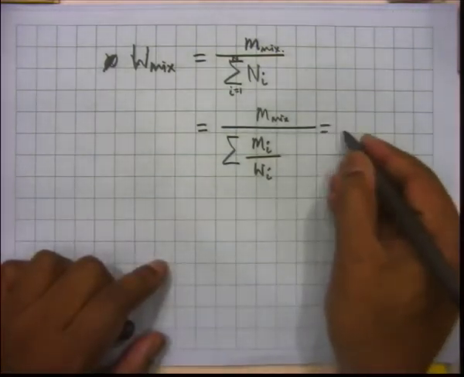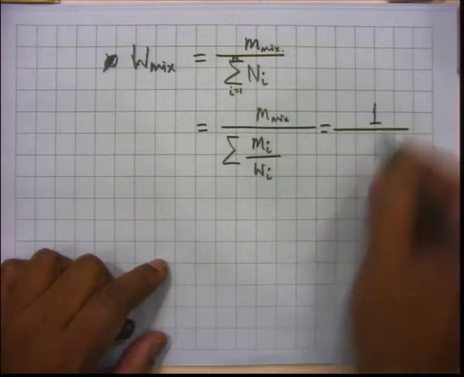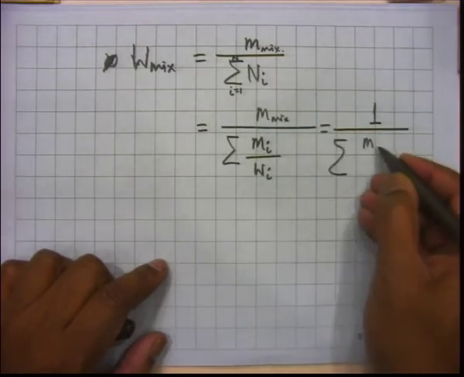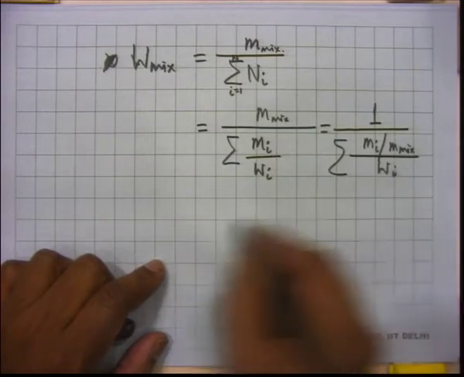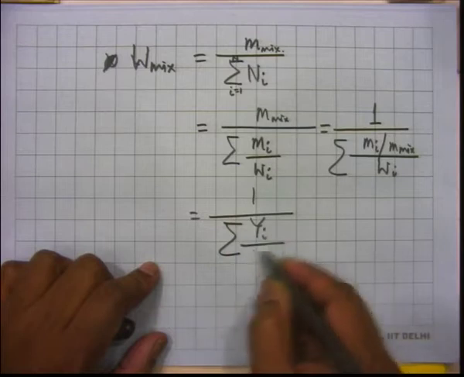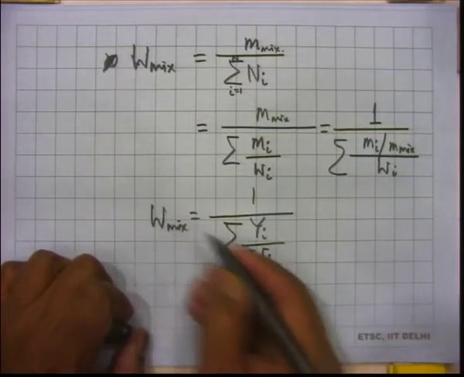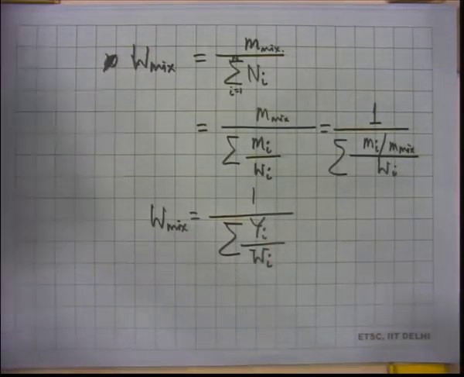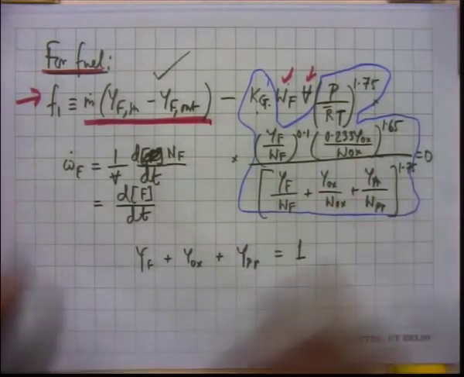Okay. So, this is simple. Now, we will divide both the numerator and denominator by m mixture. So, it will become 1 here, and this will become m I divided by m mixture divided by W I. So, this is 1 divided by y I by W I. So, this is W mixture, correct. So, this is what has been used in this expression.